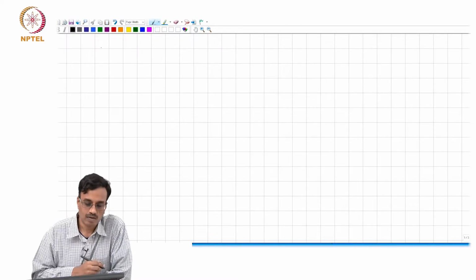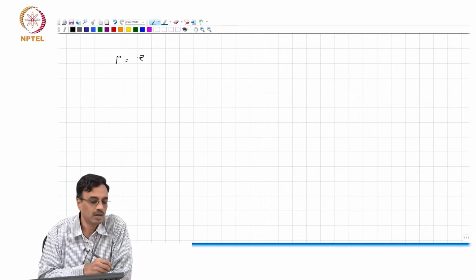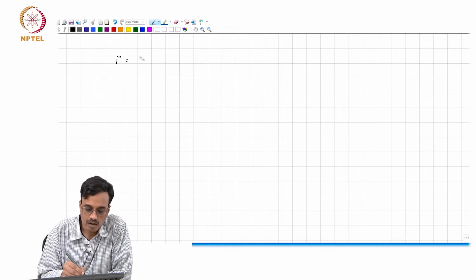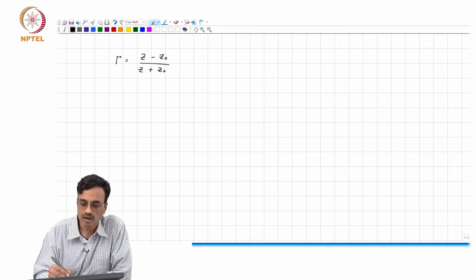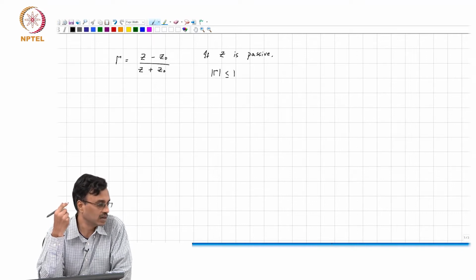In the last class, we were basically wondering about the reflection coefficient, and we said that this gamma, corresponding to some impedance Z, is nothing but minus Z naught by Z plus Z naught. Further, we said that if Z is passive, then mod gamma is less than or equal to 1, and this simply follows from energy conservation.